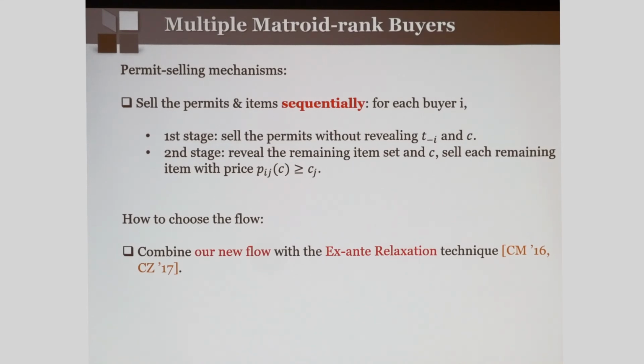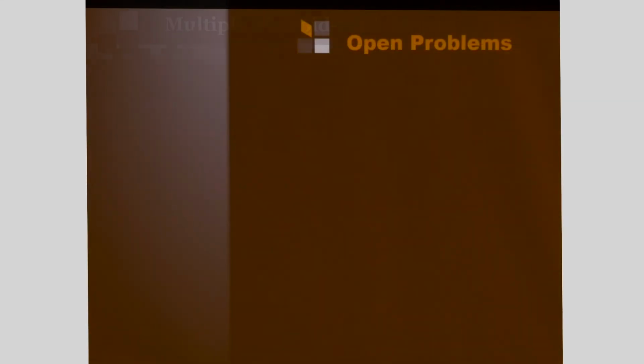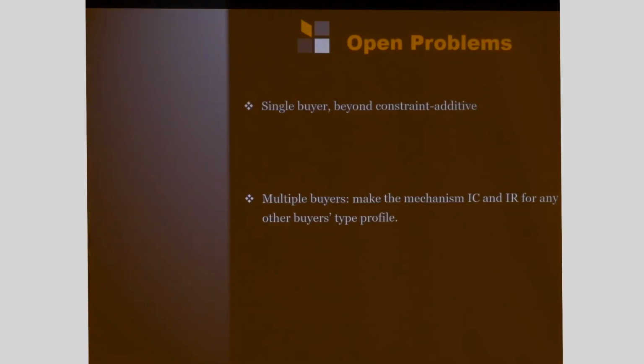At last, let me just point out two directions of open problems. The first is how to generalize the result for the single buyer case beyond constraint additive. This requires us to prove a valuation relaxation kind of result, where if we relax the valuation, the new optimal profit will be comparable to the old one.